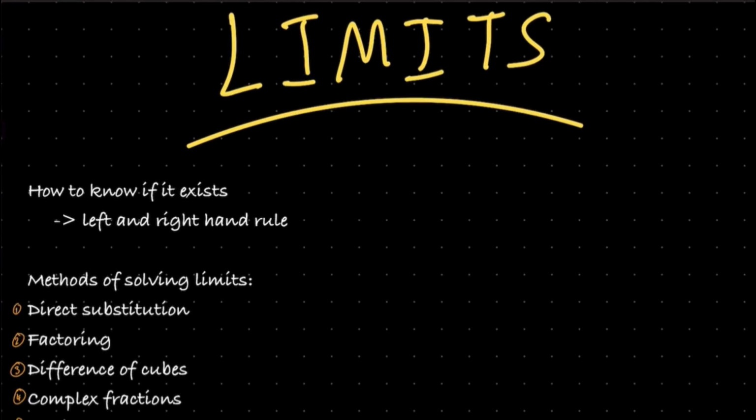In this tutorial, we'll be looking at limits, particularly how to know if a limit exists using the left and right hand rule. What does it mean when a limit exists? And what is the left and right hand rule?